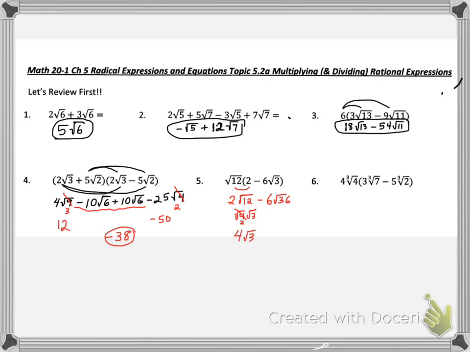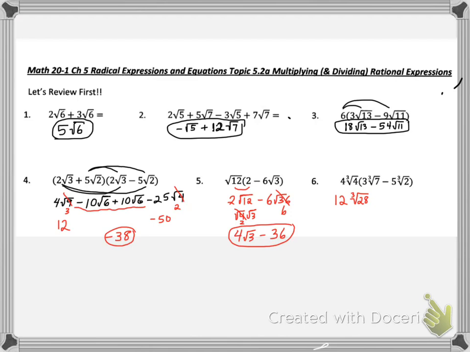The second part, minus 6 root 36, well, root 36 is 6. So 6 times 6 will give me 36. We can't combine those. It's our final answer.